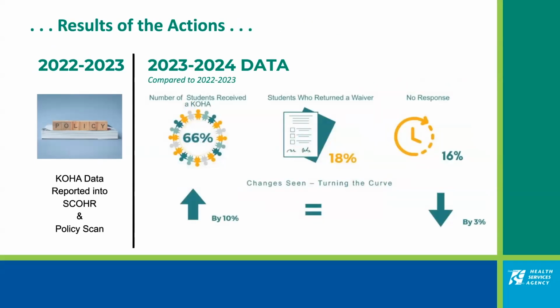And so, some results from those actions: from our 22-23 data to our 23-24 data, we were able to see that more kids were screened, a 10% increase. We've seen some maintenance, which is also a success, in that we didn't see any more waivers. So we didn't decrease, but we also didn't increase. And then our number of no responses decreased by 3%. Next slide.